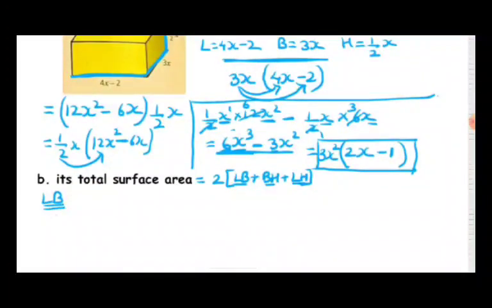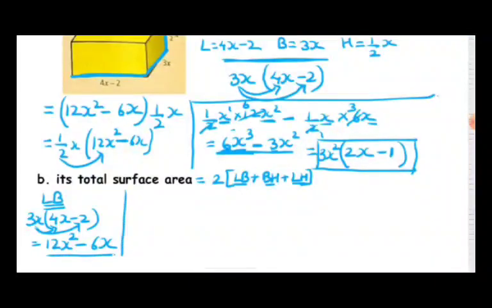So the value of length into breadth is equal to, what is the length? 4x minus 2. What is the breadth? I'm going to multiply it by 3x. So this will provide me with the answer. 3 4s are 12, 12x square minus 3 2s are 6, minus 6x. Breadth into height. Breadth is 3x. Height is half x. My answer is 3x square upon 2.